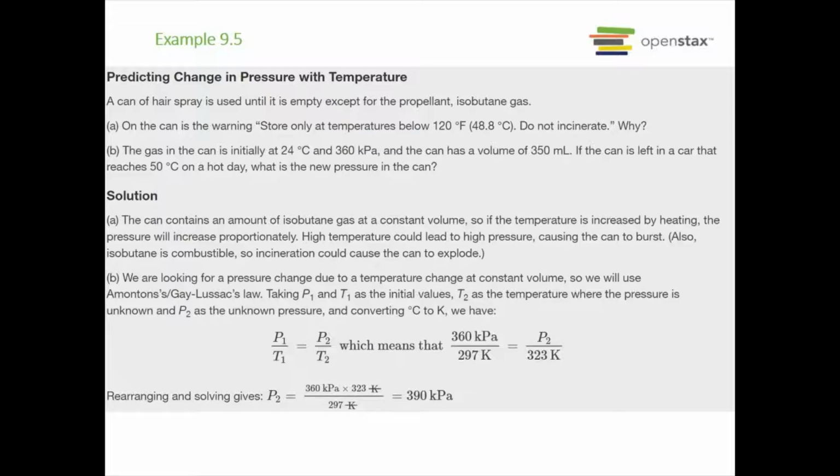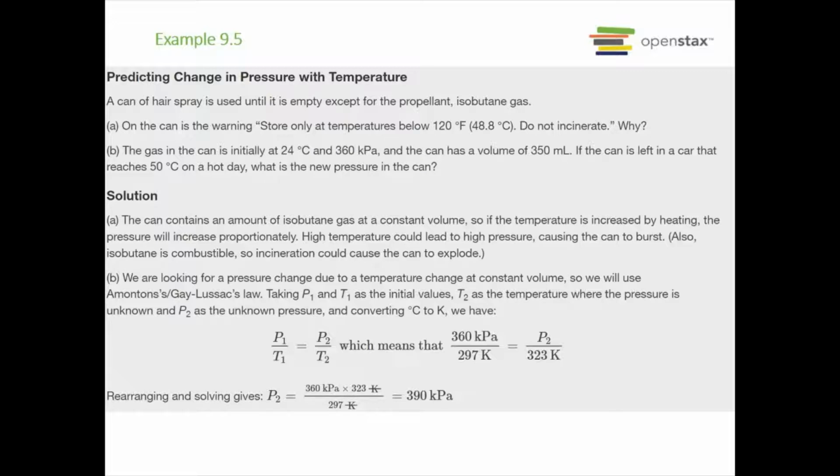Okay, so the volume of our cans really can't change, can they? So you start putting it in a fire or you start heating it up, now the temperature is going up, and that pressure is going to build up and build up and build up until the can cannot take it anymore and it can burst. And so it can explode, and then isobutane is combustible, so you could make not only the can burst but have a big fire explosion, and that's bad.